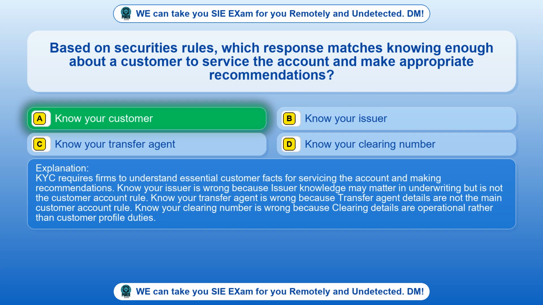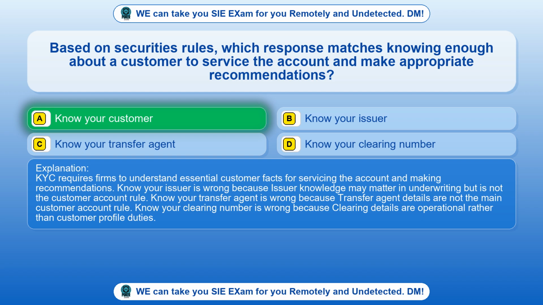KYC requires firms to understand essential customer facts for servicing the account and making recommendations. Know your issuer is wrong because issuer knowledge may matter in underwriting but is not the customer account rule. Know your transfer agent is wrong because transfer agent details are not the main customer account rule.